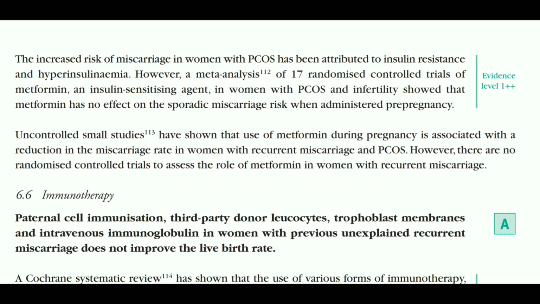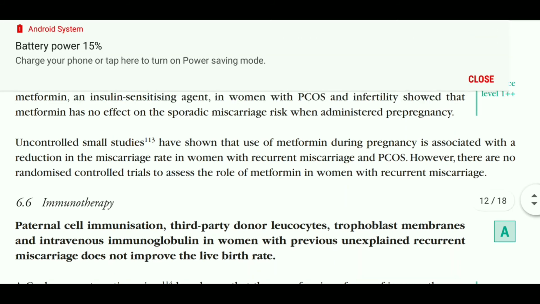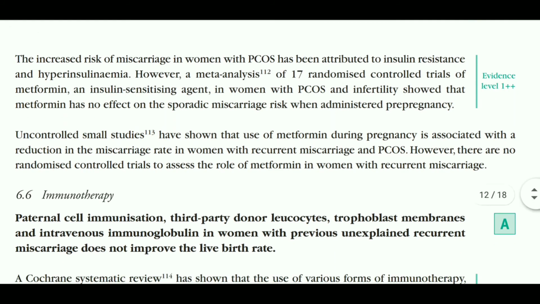However, a meta-analysis of 7 randomized controlled trials of metformin, an insulin-sensitizing agent, in women with PCOS and infertility showed that metformin has no effect on the sporadic miscarriage risk when administered pre-pregnancy. Uncontrolled small studies have shown that the use of metformin during pregnancy is associated with a reduction in the miscarriage rate in women with recurrent miscarriage with PCOS. However, there is no randomized controlled trial to assess the role of metformin in women with recurrent miscarriages.